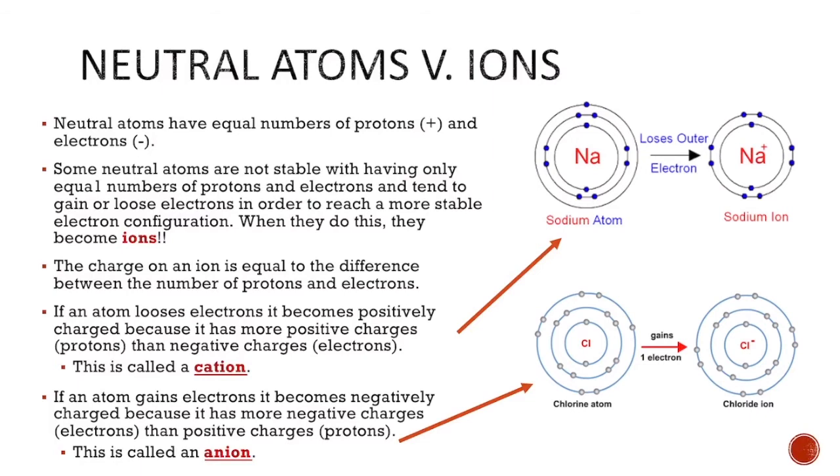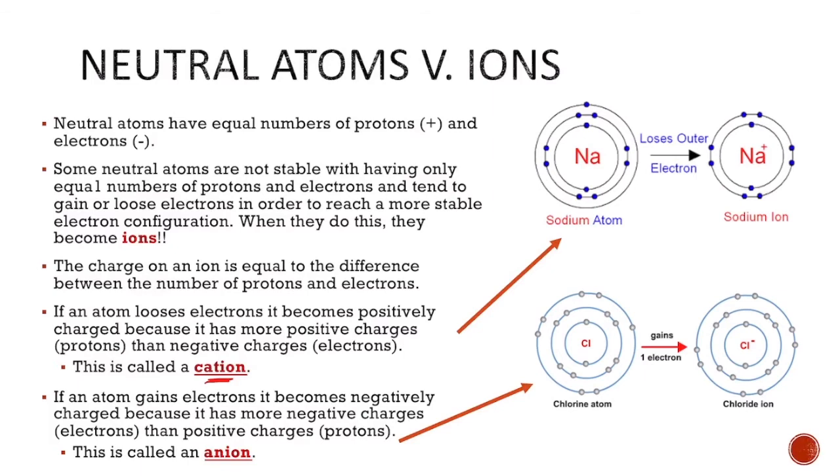If an atom loses electrons, it becomes positively charged. And this is because it has more positive charges than negative charges. Any positively charged ion is called a cation. So that's just a more specific way of talking about ions.